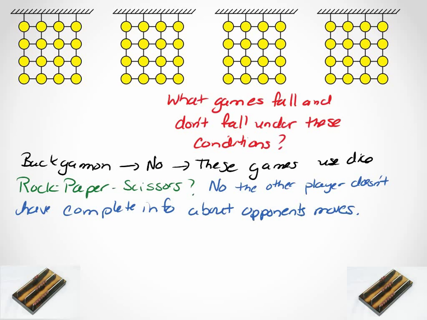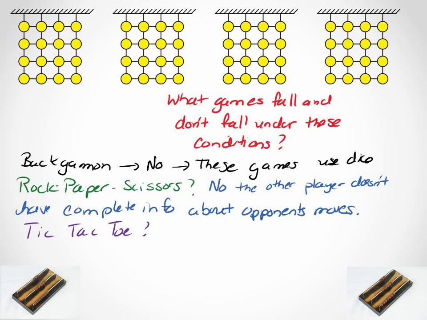That's exactly right. The other player doesn't have complete info about the opponent's move. That's what makes rock, paper, scissors work. And also, you don't take alternate turns, right? You're like at the same time. Except when they don't do it quite exactly at the same time, they start yelling at each other that they cheated. I have an 8- and 9-year-old.